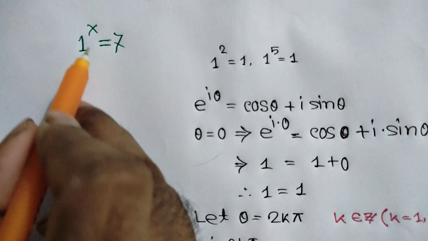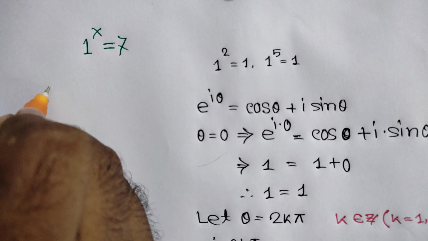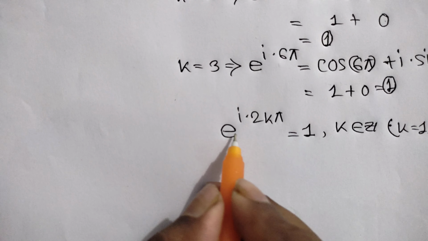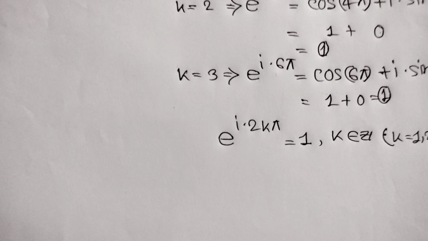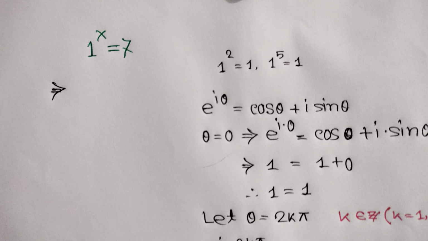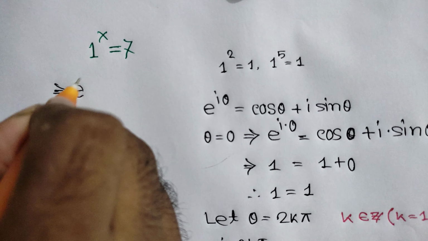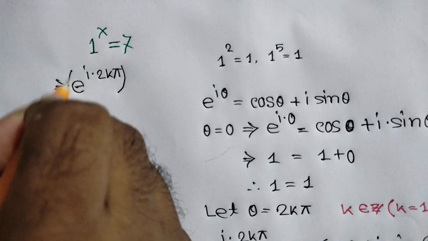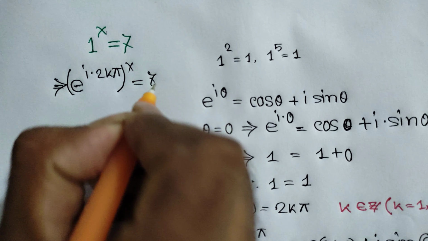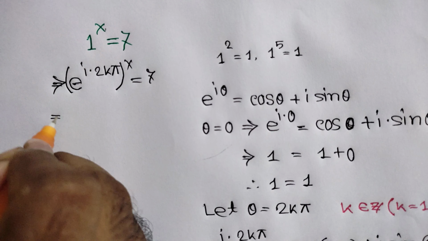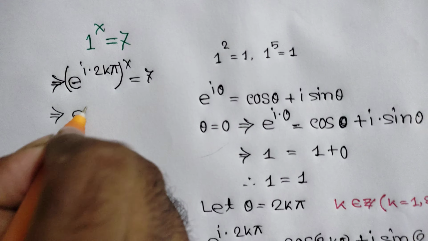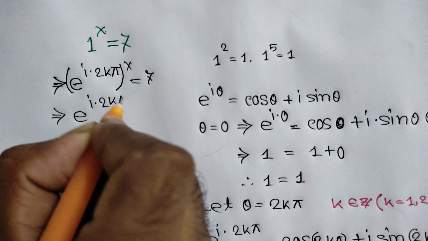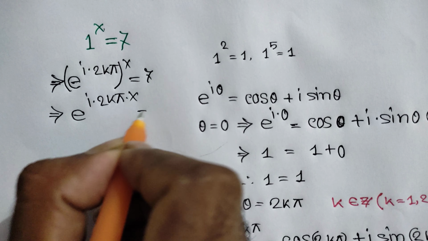Now recall our equation, 1 to the power x is equal to 7. We found that 1 is equal to e to the power i times 2k pi. So we can write here e to the power i times 2k pi, raised to the power x, is equal to 7, or e to the power i times 2k pi times x is equal to 7.